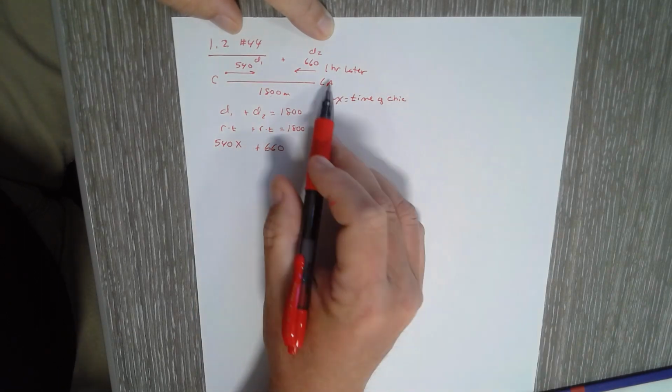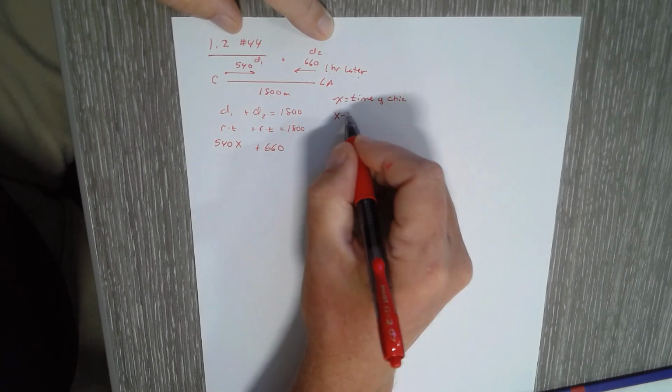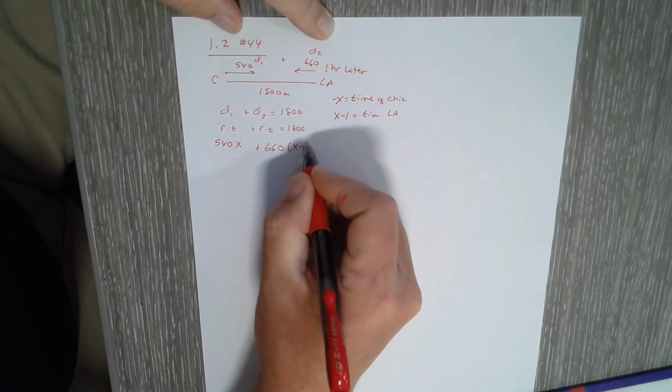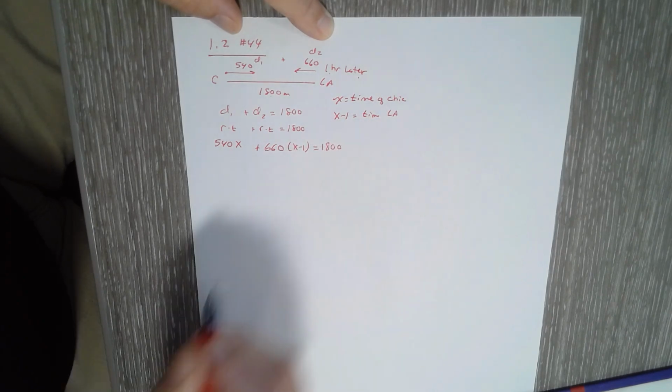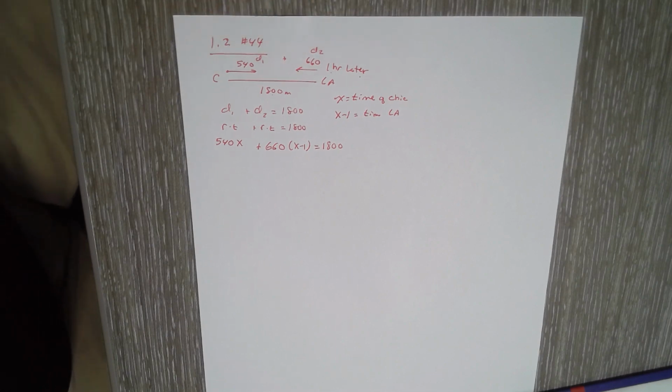Now I have to think for a second. This one left an hour later. Therefore, its time is an hour less. So x minus 1 is the time of the LA plane. So there we have our equation. Okay? Now I'm going to go ahead and pause this to solve it out. We'll come back and do our explanation.